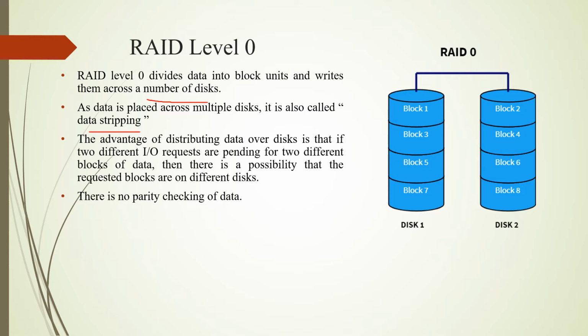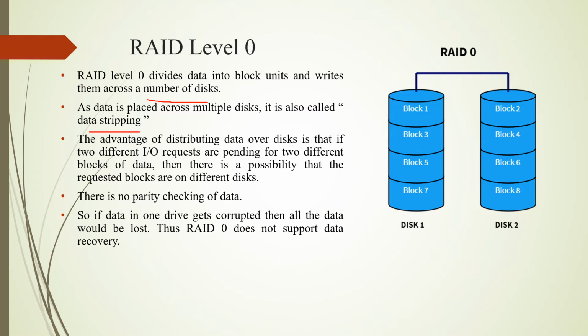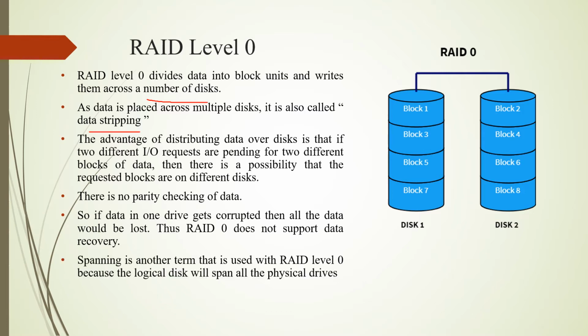In this level 0, there is no parity checking of data. So, if data in one drive gets corrupted, then all the data would be lost, and it does not provide support for data recovery. Spanning is another term that is used with RAID level 0 because the logical disk will span all the physical drives. RAID 0 implementation requires a minimum of 2 disks.